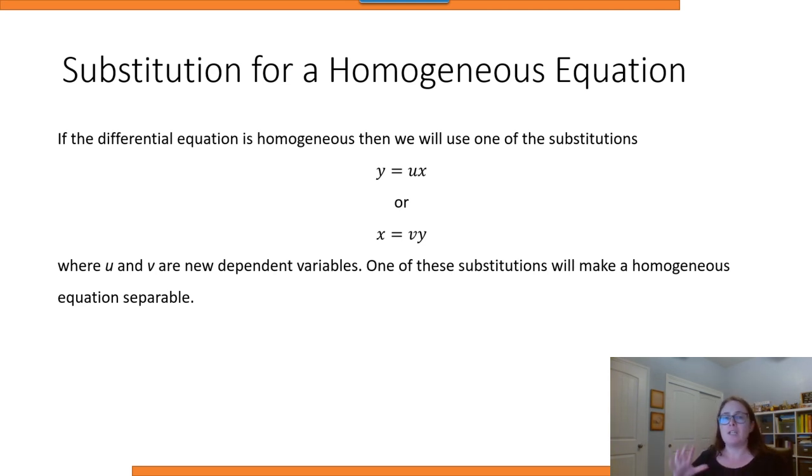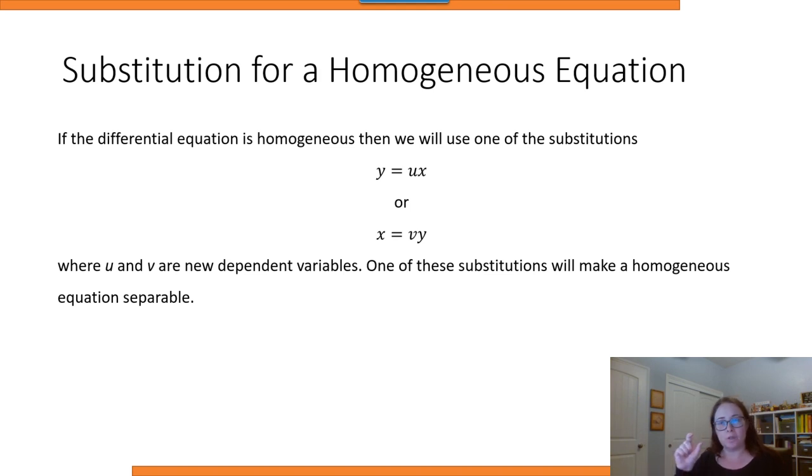Okay, now I'm going to be substituting this into a differential equation, which means that with the first substitution, if I'm taking out y and replacing it with u times x, I also have to replace dy.